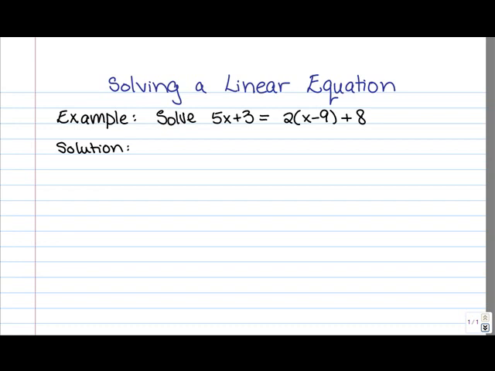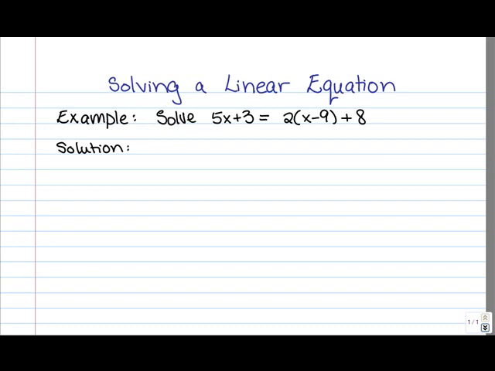In order to do this, remember that you should go ahead and expand on the right-hand side, the 2 and the (x minus 9), and then go ahead and collect any like terms. The key step is then to get all of the terms involving the variable x on one side of the equation, either the left or the right, and all of the terms involving only numbers, so no x's, on the other side of the equation.